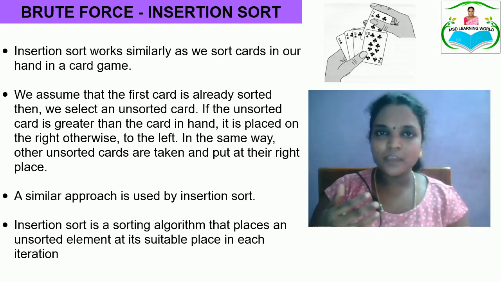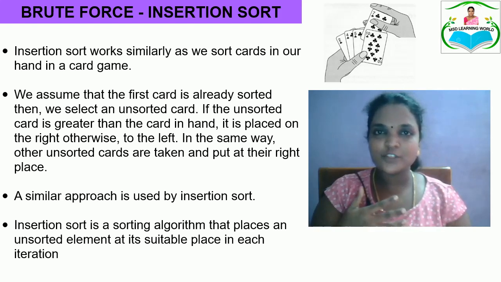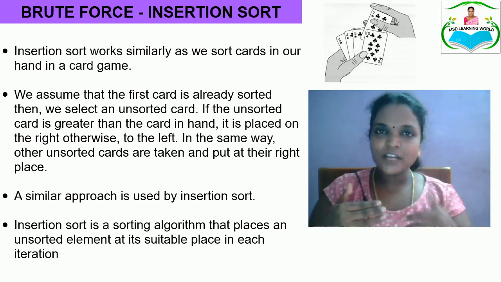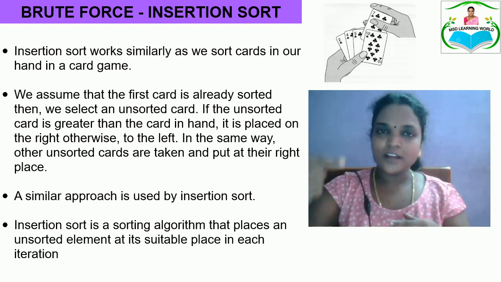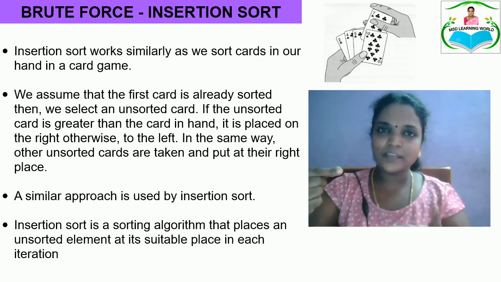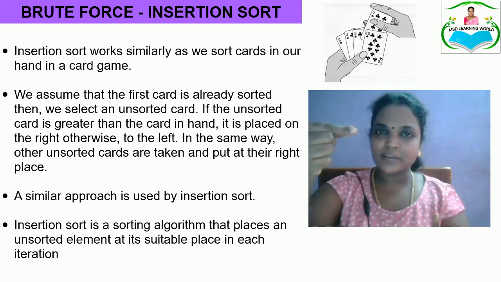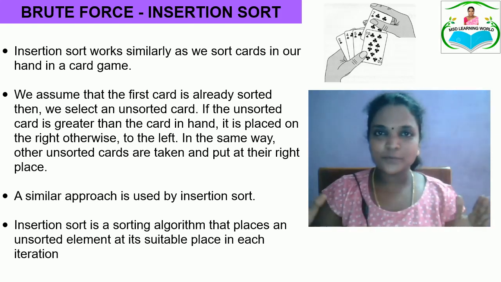So how do we play the game? Let us see how the card game is done. Initially we will assume that all the cards are in not sorted order. Then we assume that the first card is a sorted one. Then we will take a second card out. The card that is taken out is in non-sorted order, and if this card is greater than the card that we kept in our hand, then we will insert that card on the right. If this card is smaller, then we will keep it on the left. This is the procedure.